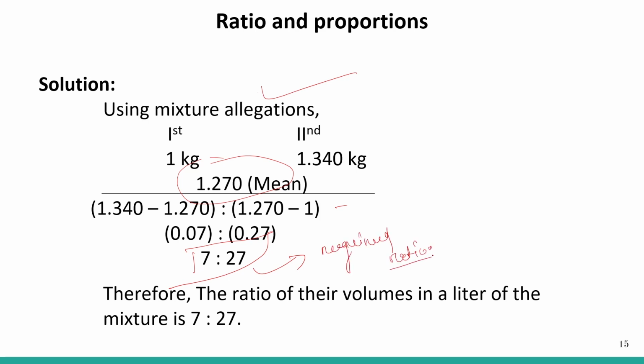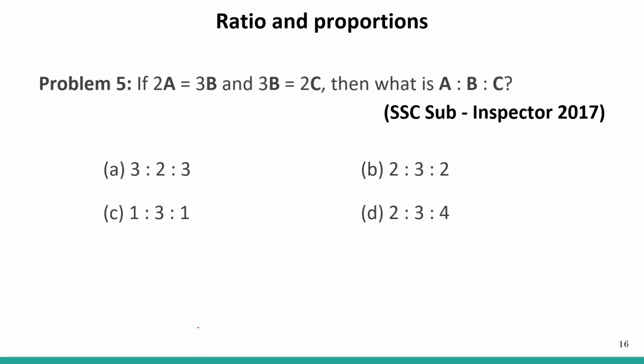Okay. So this will be the required ratio. So therefore the ratio of their volumes in a liter of mixture is 7:27. Let's go forward to the next question, that is problem number 5. If 2a is equal to 3b and 3b is equal to 2c, then what is a is to b is to c?